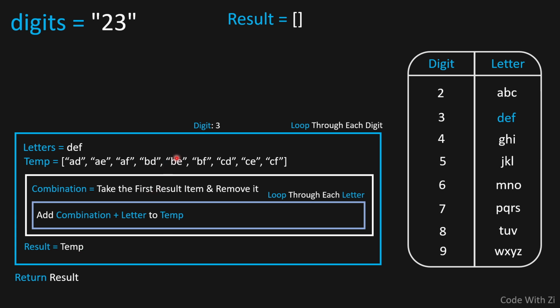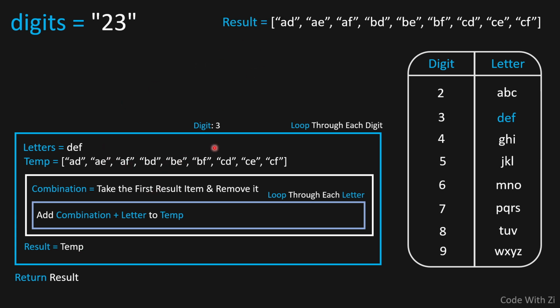So let's do that. Result is equal to temp, like so. After this line, we're going to go back to the beginning of our loop, but because we were looping through each digit that we had, and we've actually finished them because we only had 2 digits, we're going to break out of our loop and we're going to return our result, and this is our answer. And this is basically it.